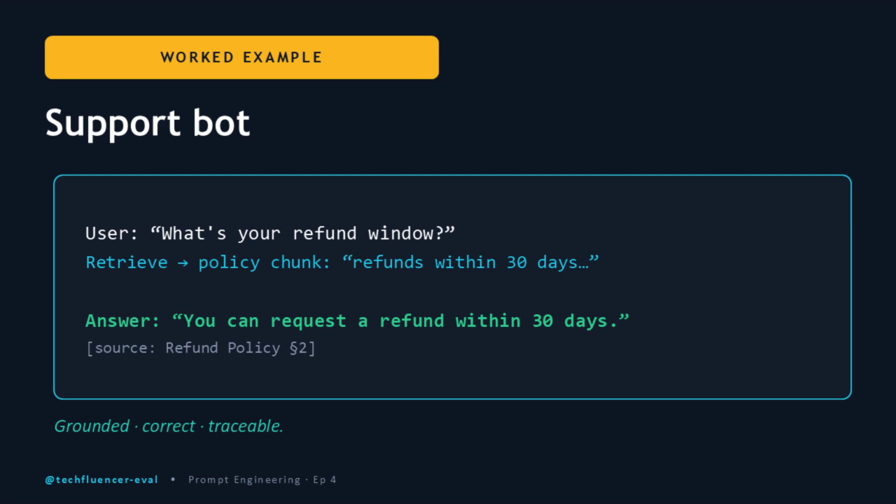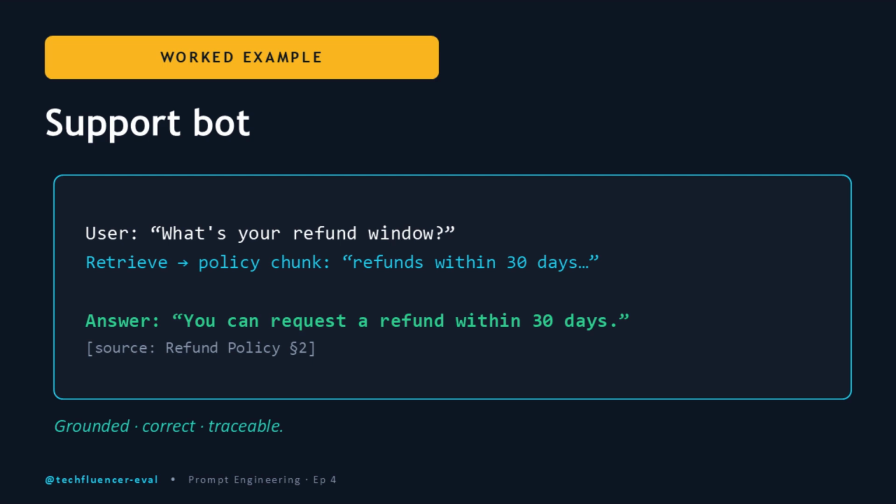Concrete example. The user asks your support bot, "What's your refund window?" The bare model would guess. With RAG, the system embeds the question, retrieves the chunk of your policy doc that says refunds within 30 days of purchase, injects it, and the model answers, "You can request a refund within 30 days," and cites the policy.